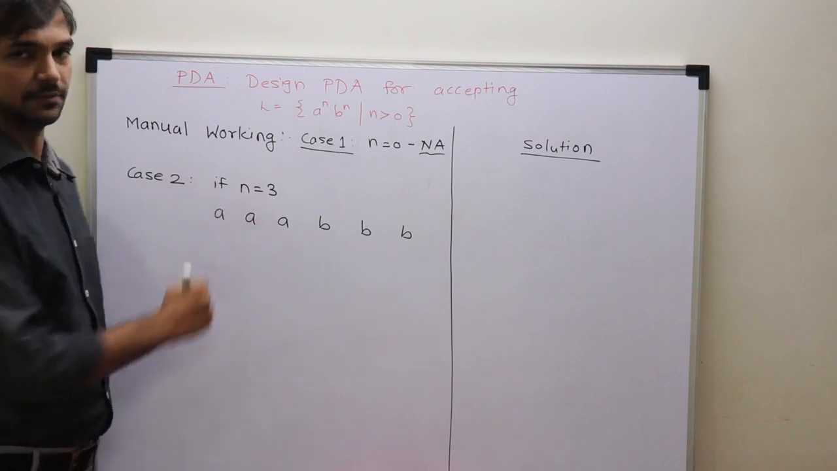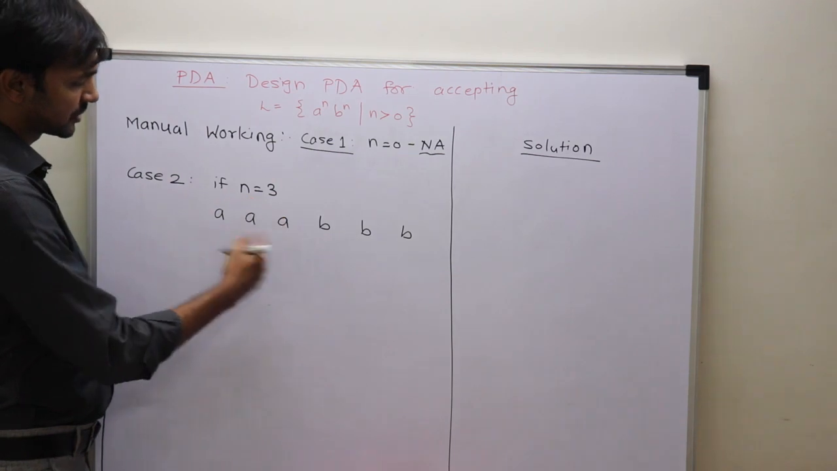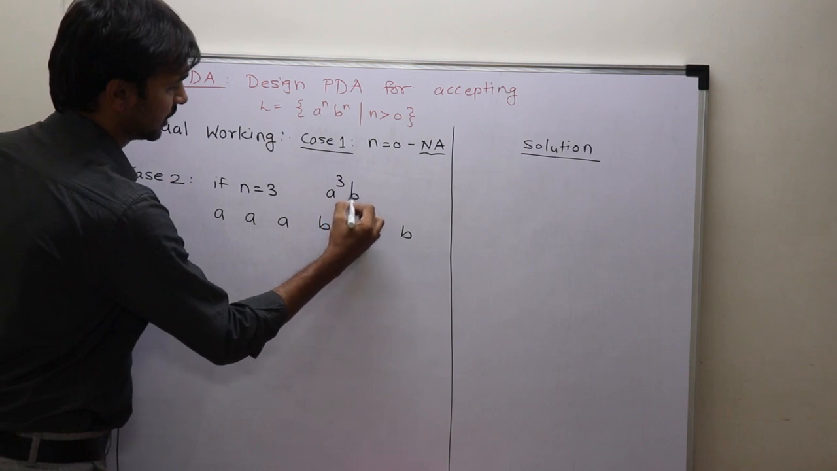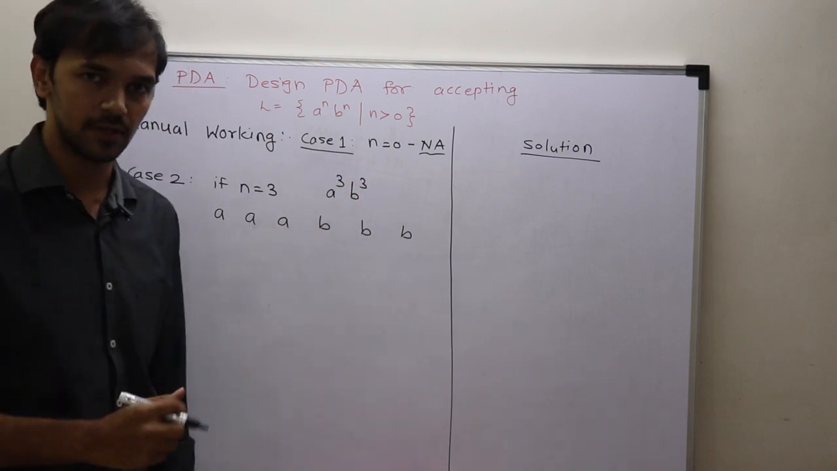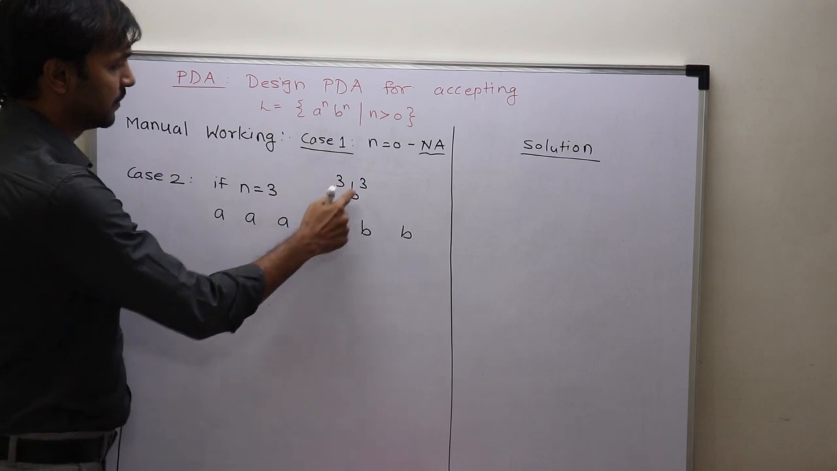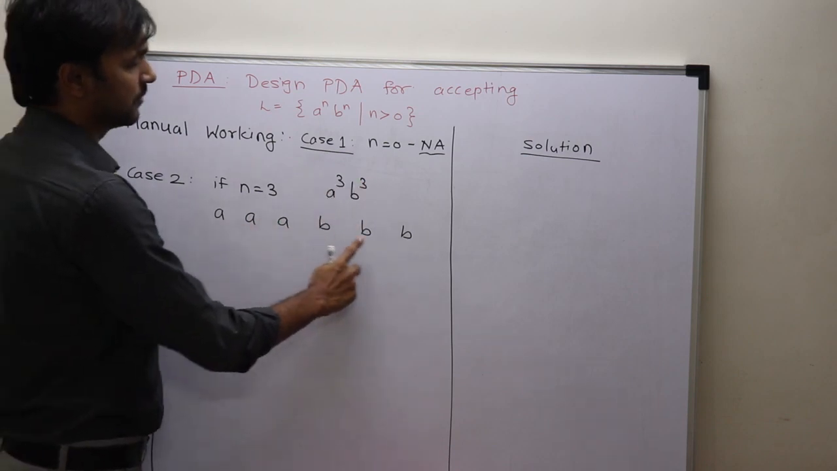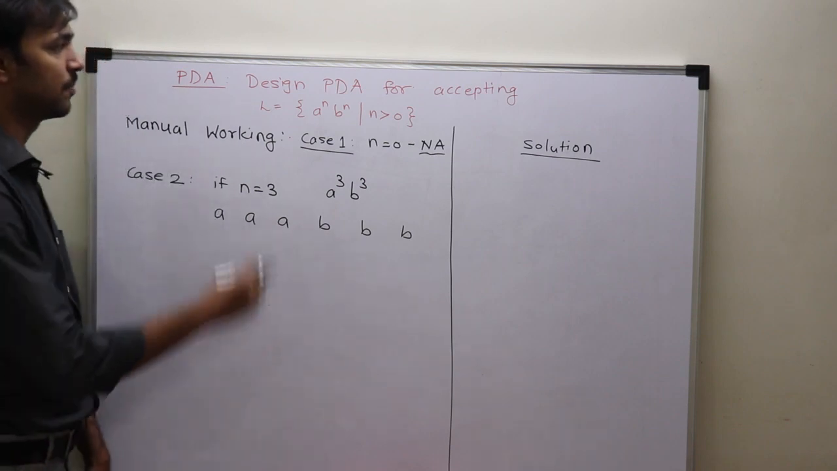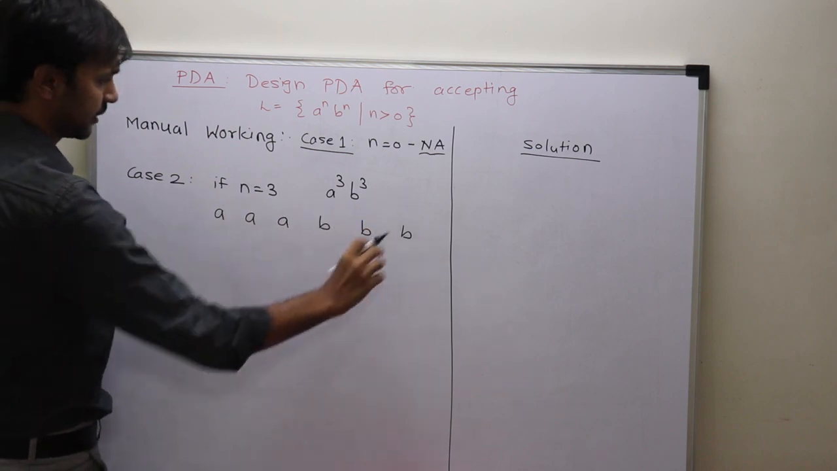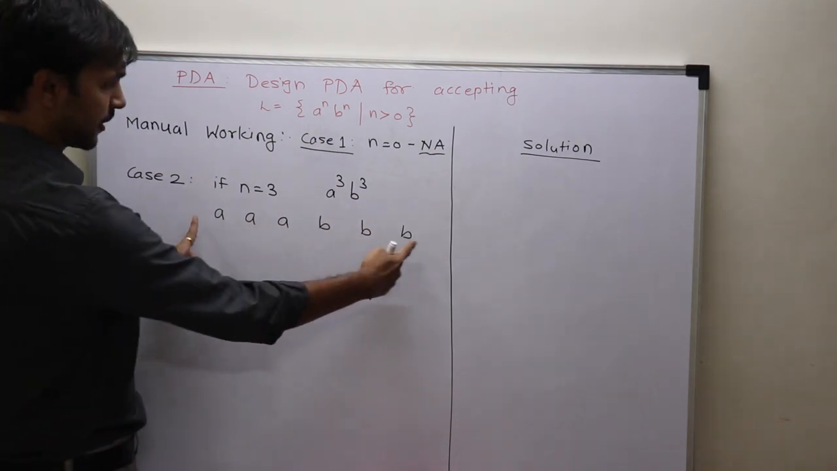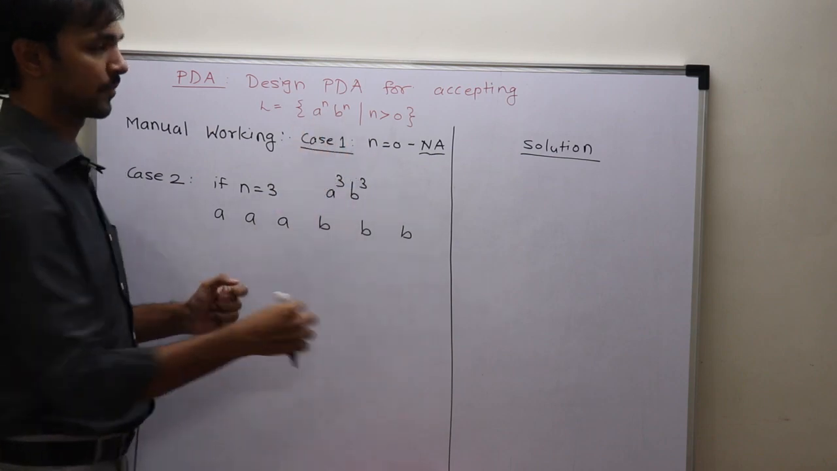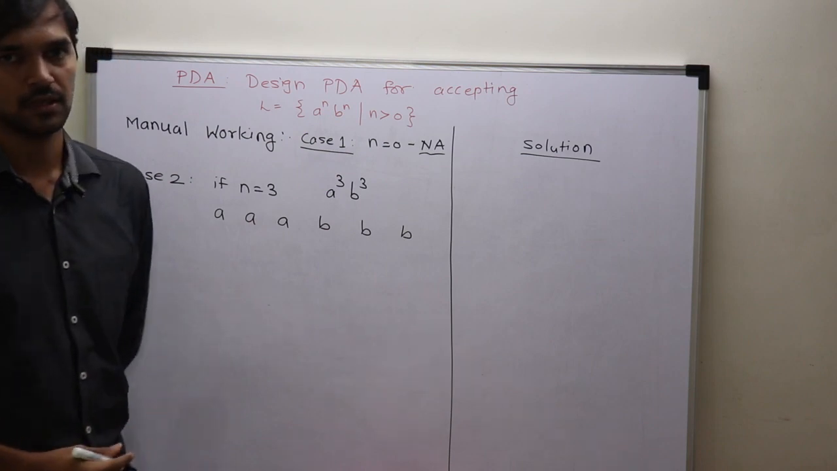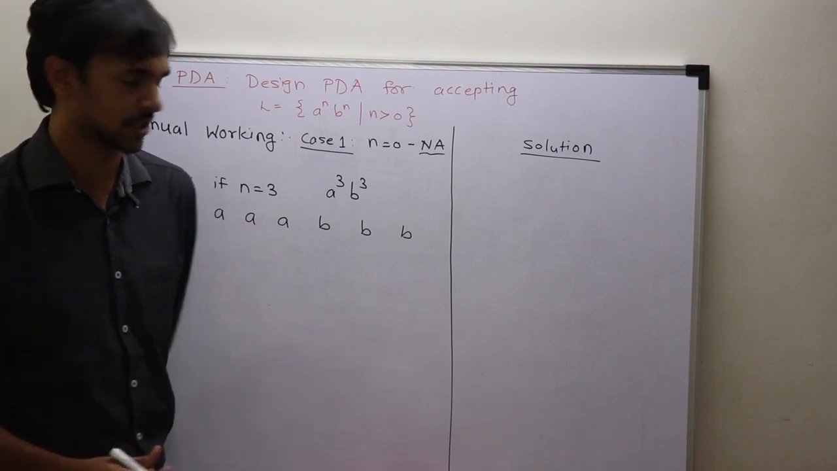If I take n equal to 3, then the string will be aaabbb, because it is a raised to 3, b raised to 3. It is not exactly the power, as I already said. It is a 3 times, b 3 times. So there are aaa and bbb. A appears 3 times, b appears 3 times. Now let's understand how the PDA processes this kind of pattern and recognizes that this particular string is in this pattern only. Let's find out. As we already know, a PDA uses a stack as a data structure.